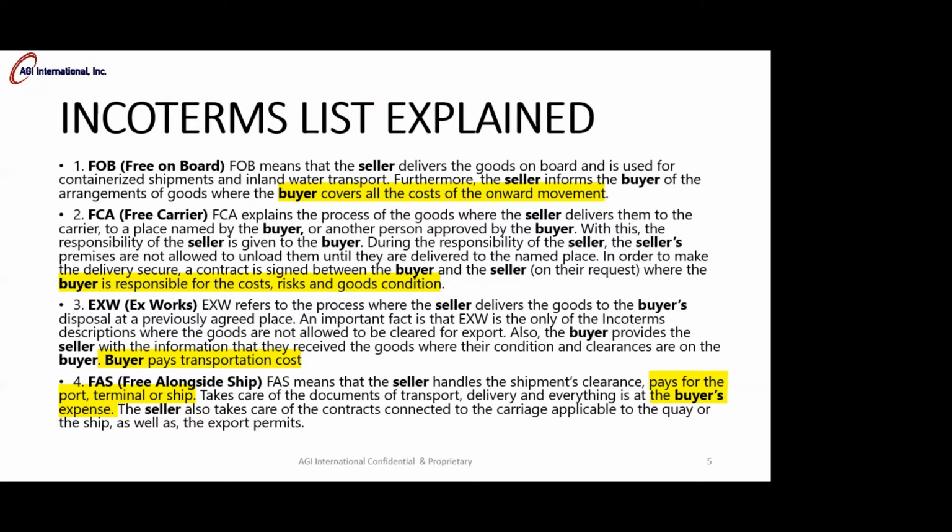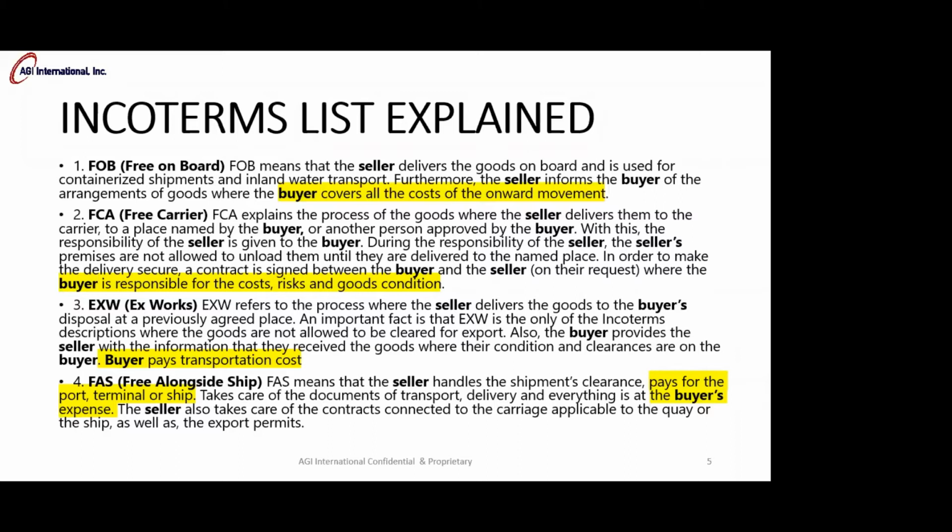It's important if you happen to be the seller and you sell internationally, you need to know who's responsible and when they take responsibility for their product. Ex Works, seller delivers the information. The bottom line is on Ex Works, buyer pays transportation costs.